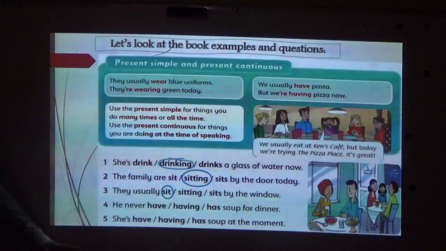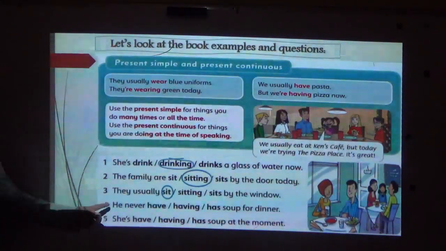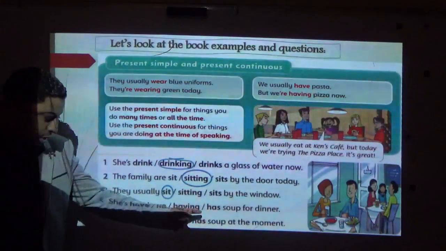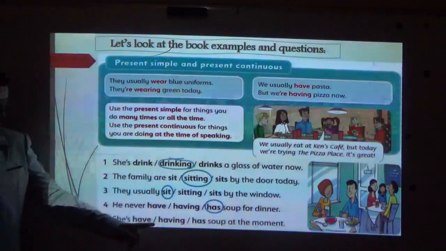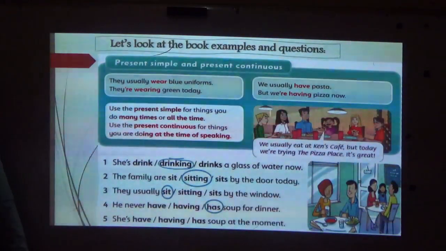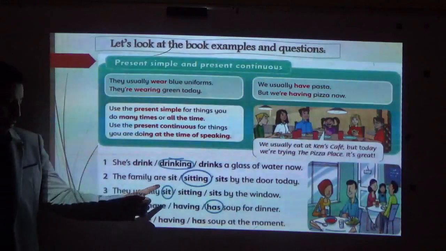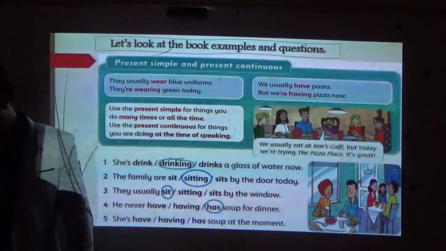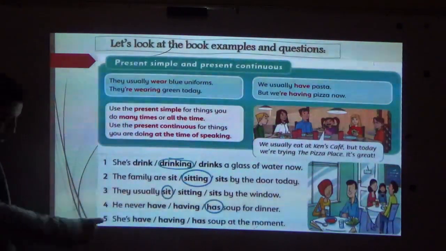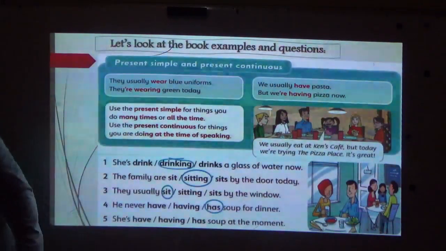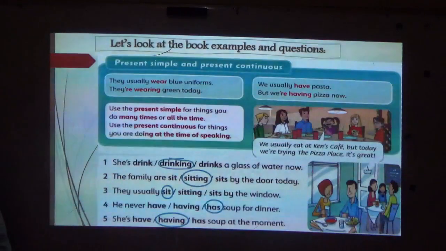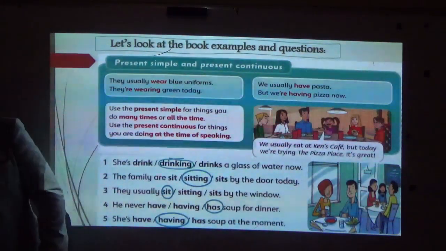Number four, he never having has soup for dinner. Yes, he. Take what? Have or has. Yes, excellent. Has. He never has soup for dinner. Number five, she's having or has soup at the moment. Which one? Yes, I can see is, so I will put ing, excellent, having. She's having soup at the moment.